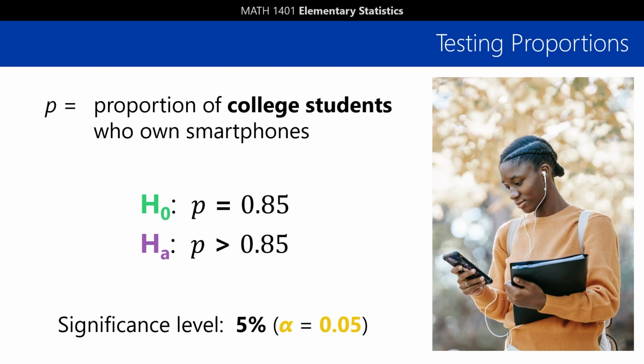Let's also agree on a significance level for the test. 5% will do just fine. If our result from our data is so rare that it would occur less than 5% of the time, we'll reject the null hypothesis.